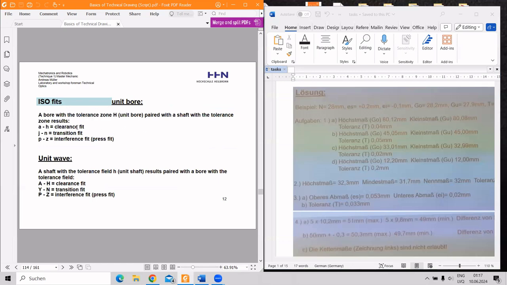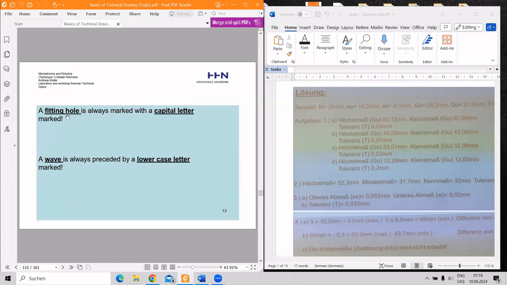Here's some ISO fits of unit bores. So a bore with a tolerance zone H, unit bore, paired with a shaft with a tolerance zone results in: A to H clearance fit, J to N transition fit, and P to Z interference or press fit. Also, there is a term such as unit shaft. It's a shaft with a tolerance field lowercase h paired with a bore with a tolerance field, with the letters A to H clearance fit, J to N transition, and P to Z interference or press fit. So the fitting hole is always marked with a capital letter and the shaft is always preceded by a lowercase.